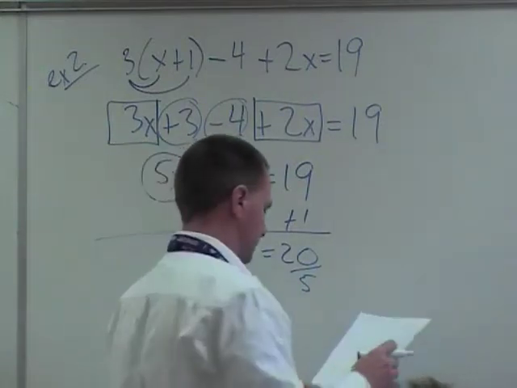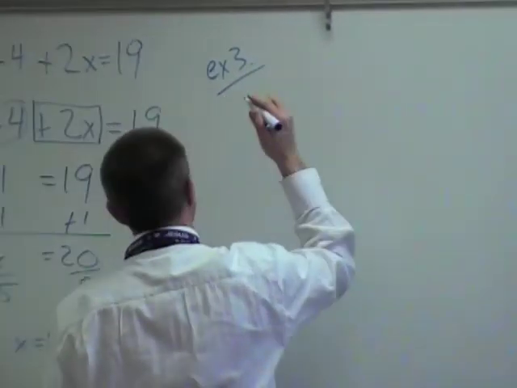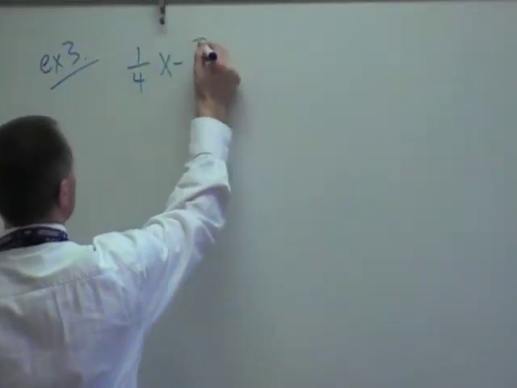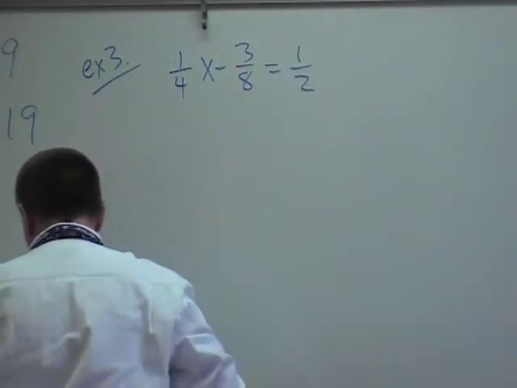Example 3. Okay, something new, but not that new. 1/4 x minus 3/8 equals 1/2. We did this back in chapter 2.